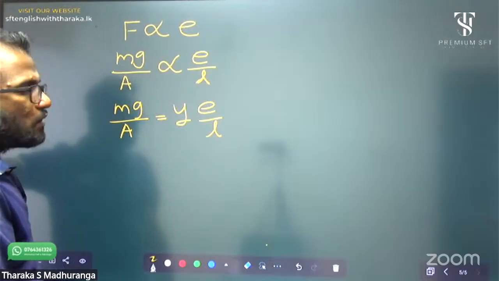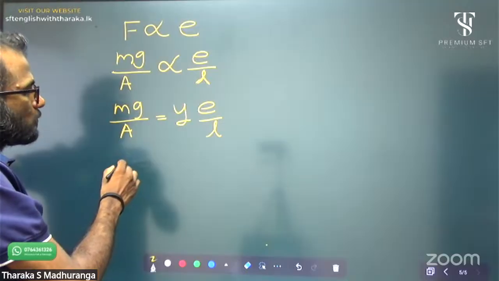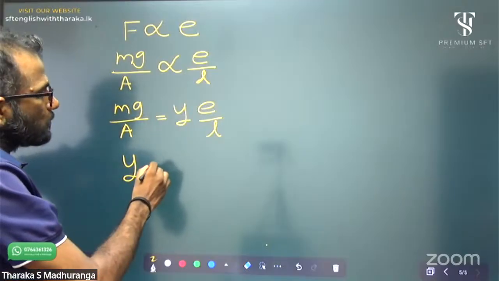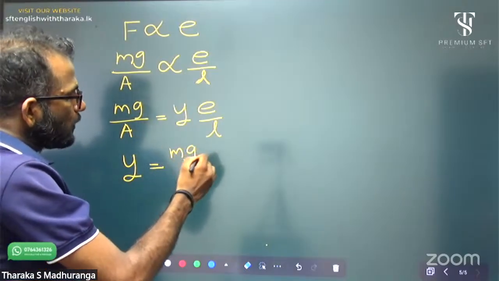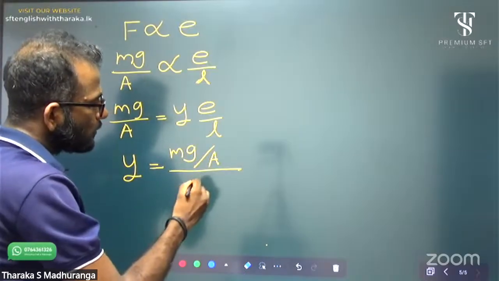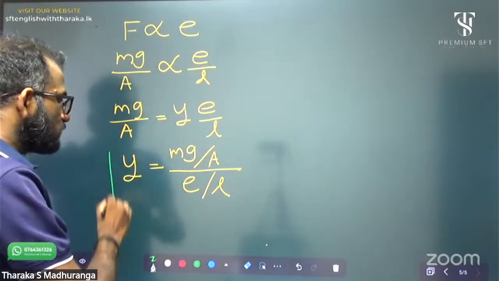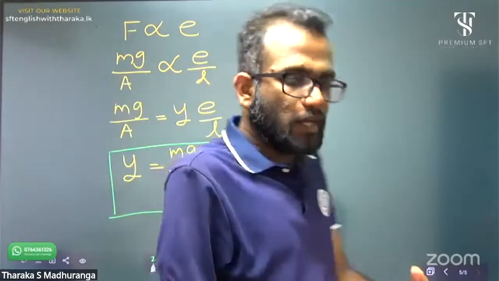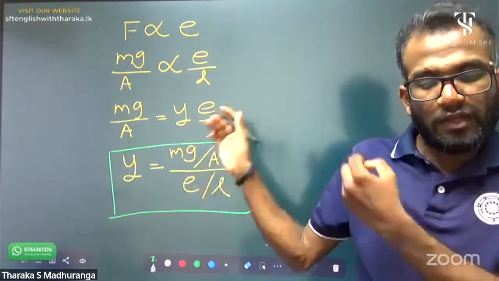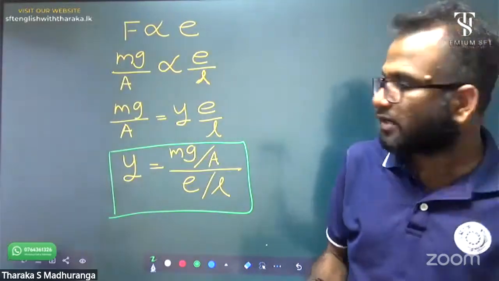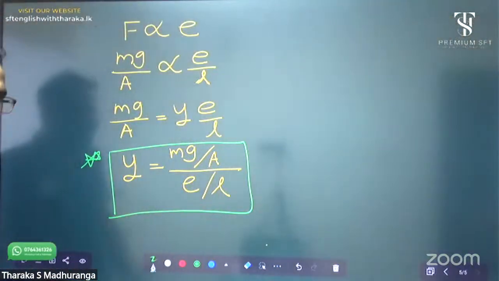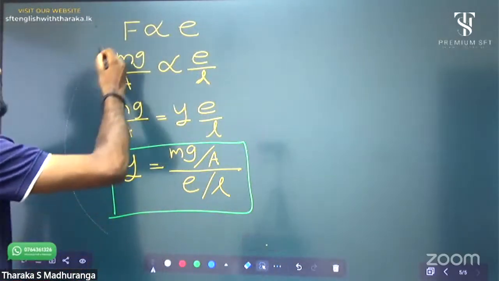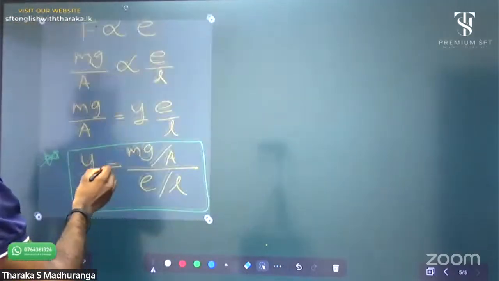Now, if you isolate Young's modulus, it equals mg over A divided by e over L. This is the experimental final data. The Young's modulus of this experimental string equals stress over strain finally. So we came back to the lesson. This is the lesson given to you.